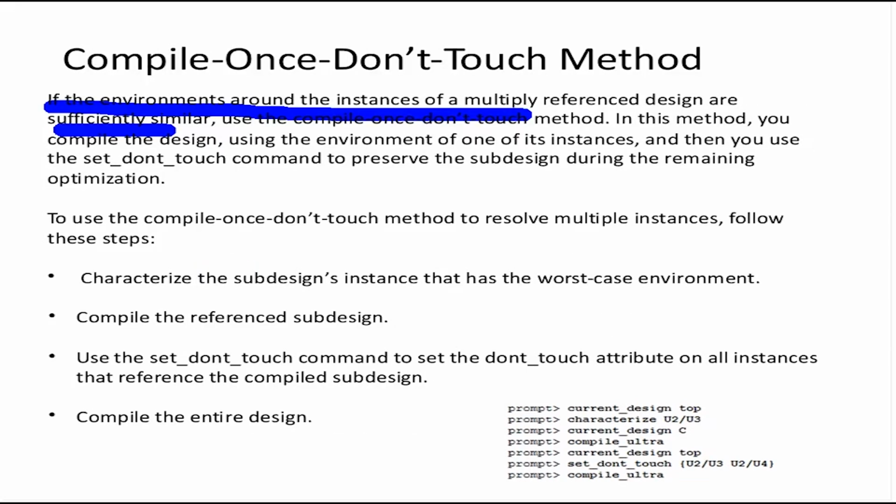It might seem a bit confusing at first, but the essence is that one of the sub designs you've already compiled, and you do not want DC to touch it further or modify it as part of the top level design. This method, in essence, is very similar to the bottom up method. If you compare these scripts, they are almost the same. You use the characterize command, you use the write script command, you compile a sub design, and then you set don't touch on the sub design. So the set don't touch part is the only unique part here.